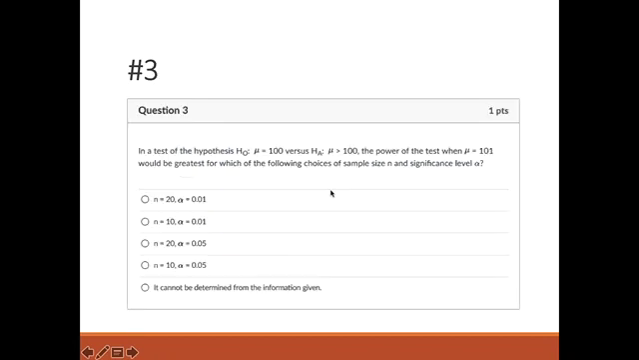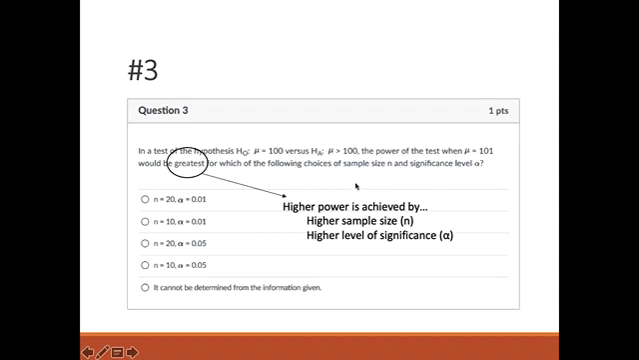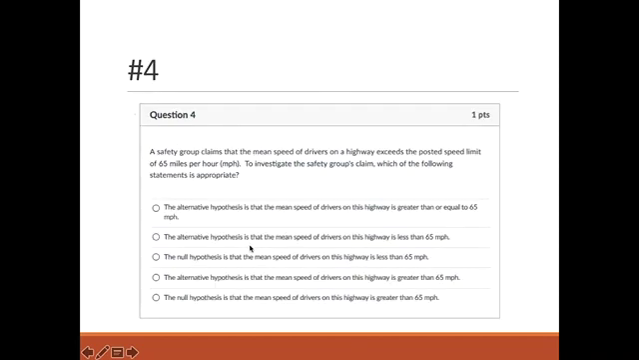So for question number 3, this is all about which will give you the greatest power. So it's important to review what greatest power means, how we get that. Higher power is achieved by higher sample size or higher levels of significance. So if all you do is look at the sample sizes, notice we've got to choose one of these two answers. Those are the higher sample size, 20 versus 10. But then between these two answers, we want to choose the higher level of significance. That's the 5% level of significance. So this answer, sample size of 20, level of significance 5%, would give us the highest power, given the cases that are in front of us.